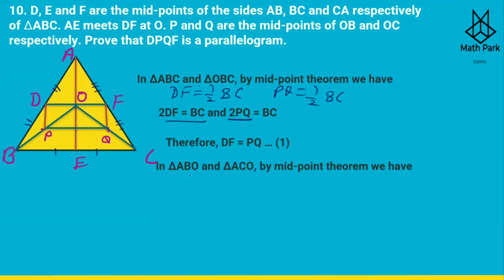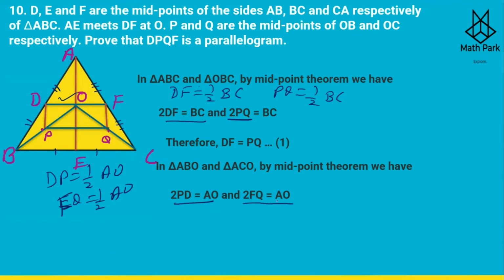Moving to the next triangle, that is triangle ABO, and triangle ACO. Again, you have DP is equal to half of AO by the midpoint theorem. So you get 2DP is equal to AO. And here you have FQ is equal to half AO. So this is how you get 2FQ is equal to AO. From this, you understand that PD is equal to FQ.